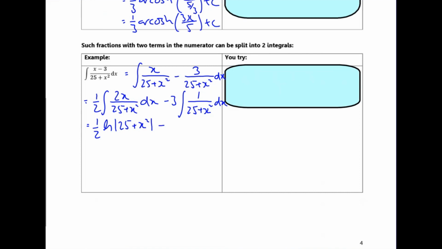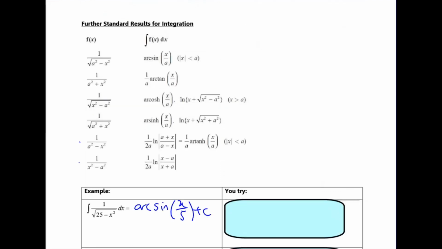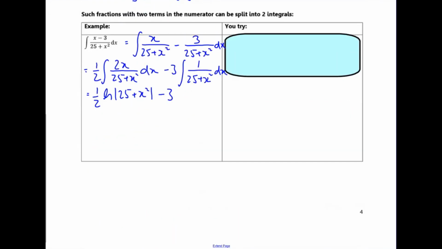And this one, have a look at the standard result for this one. So I want one without a third, with a positive x squared, which is going to be the arctan one. In this case, a squared is 25, so a is 5. So this is a fifth arctan x over 5. Obviously, you can write 3 times a fifth as 3 over 5.